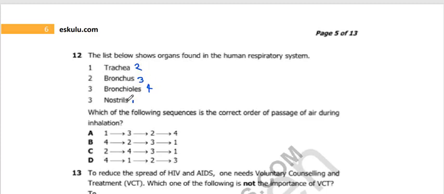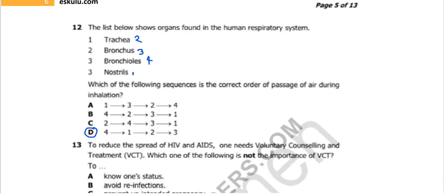So we've got four, one, two, three. The correct answer is D, and that is the passage of air during inhalation. So during inhaling, you first start with the nostrils, then the trachea, then the bronchus, and lastly, the bronchioles.